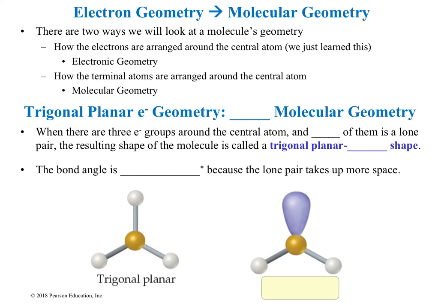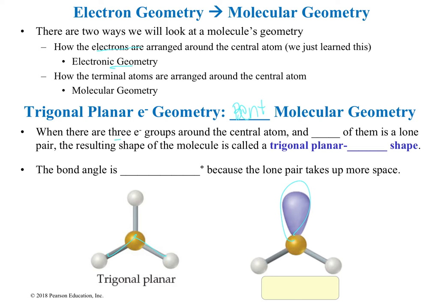Like I've been saying, the naming of the geometry is going to be a little different when we think about how the electron groups are arranged. That's called the electronic geometry. And when we just look at terminal atoms instead of lone pairs, that's going to be the molecular geometry, so it's like a subset. So when we have trigonal planar geometry, when we switch one of the bonds to be a lone pair, that is called bent.